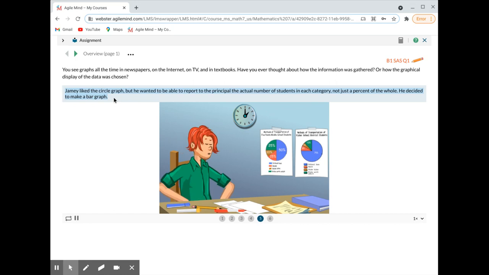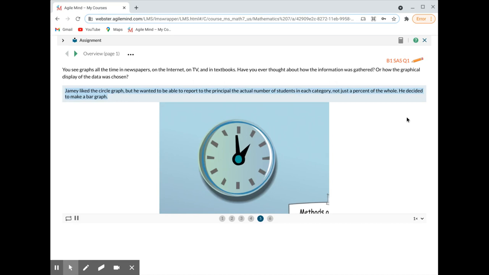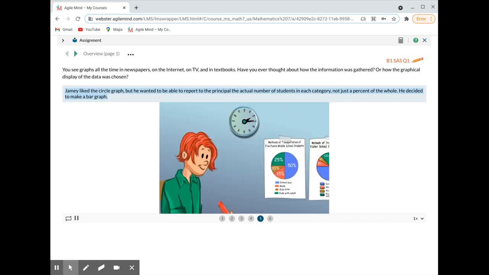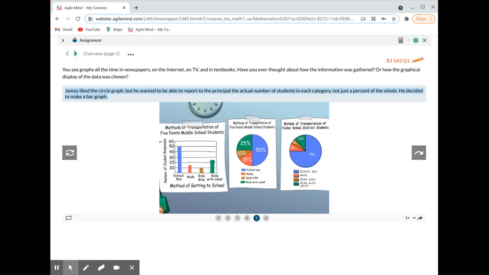Read that for us, Zayden. Jamie liked the circle graph, but he wanted to be able to report to the principal the actual number of students in each category, not just the percent of the whole. He decided to make a bar graph. All right. So which one's the bar graph? The one on the left. Okay. Which ones are circle graphs? The middle and the one on the right.